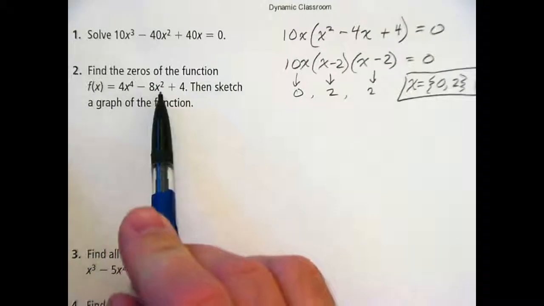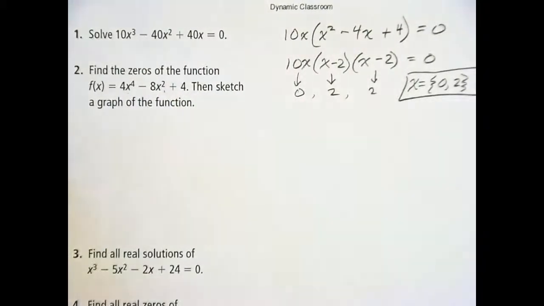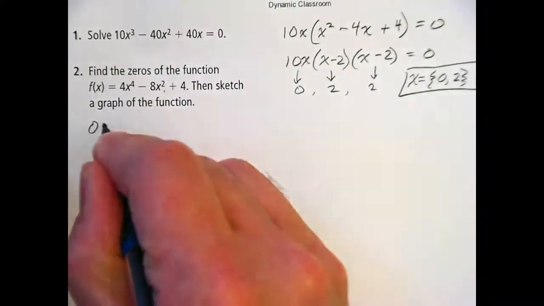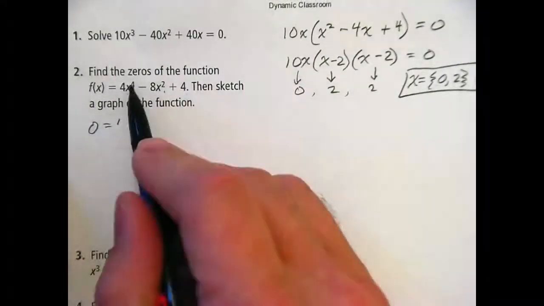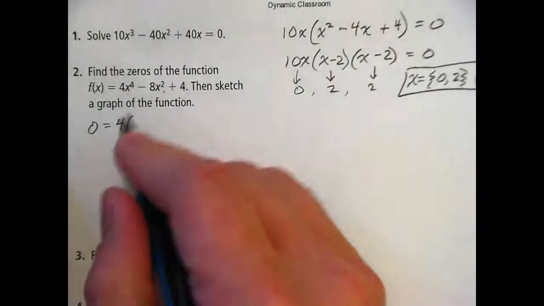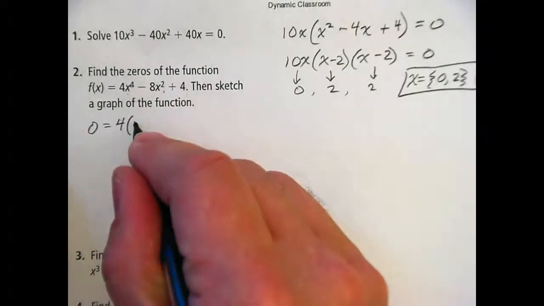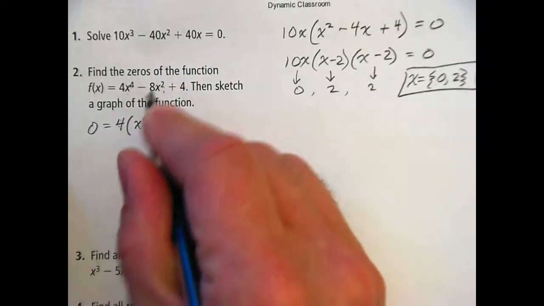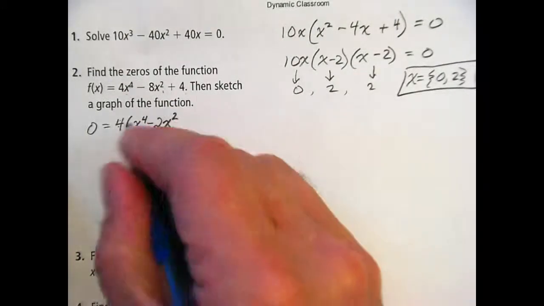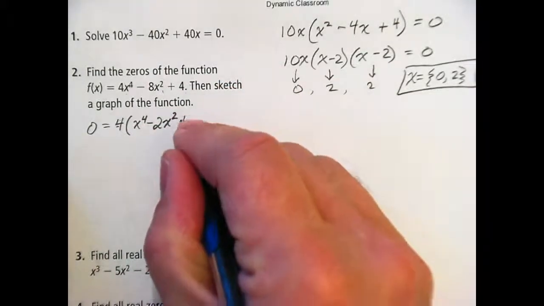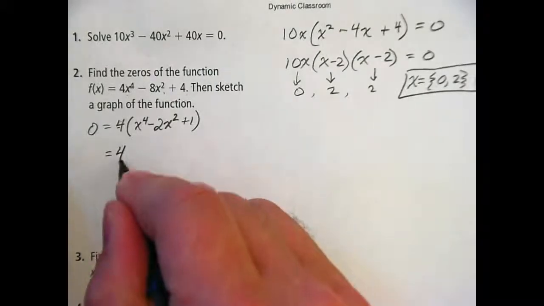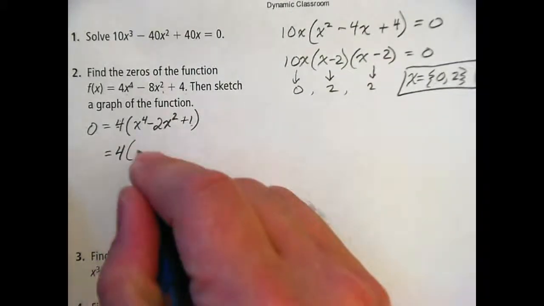Number 2. f of x equals 4x to the 4th minus 8x squared plus 4. Sketch the graph. So first find our zeros. Our zeros means we set f of x equal to 0. We take out a greatest common factor, in this case 4. And 4 times what is 4x to the 4th? And 4 times what is 8x squared? And 4 times what is 4? All right. And so from there, can we factor any more? Yes, that factors.